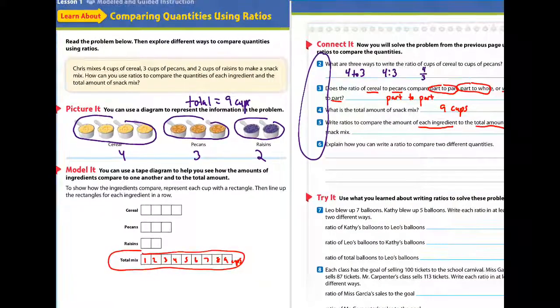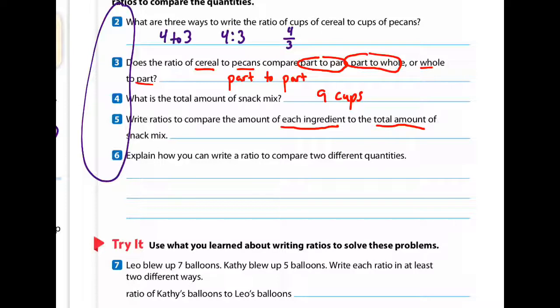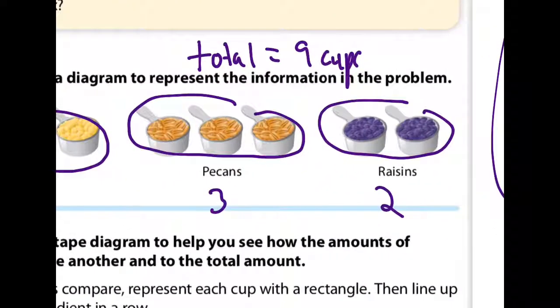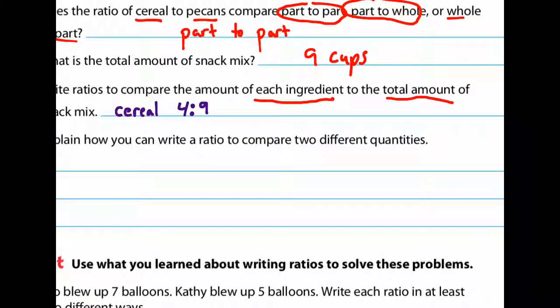So number 5, for cereal, says write the ratios for each ingredient. So we would have, I'm going to label it cereal. So we would have 4 cups of cereal to 9 total cups. Now, for the next ingredient, pecans, we have 3 cups of pecans, right? So I'll write this here in blue. We have 3 cups of pecans to still 9 total cups because the total doesn't change.